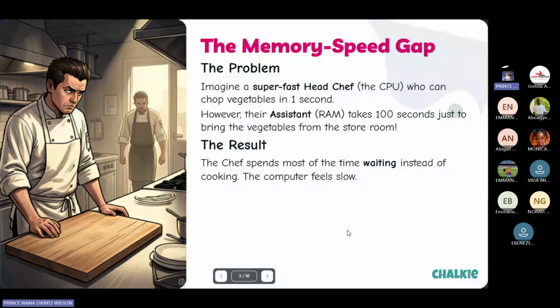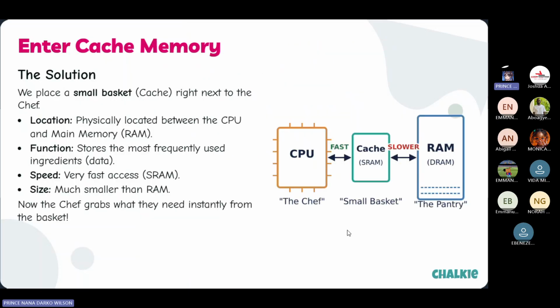Right. So keep that in mind. A solution we can do is place a small basket, that's a cache, right next to the shelf. And inside that basket, we will now put things that the chef can easily access instead of depending solely on his assistants. So the location is physically between the central processing unit and the RAM.